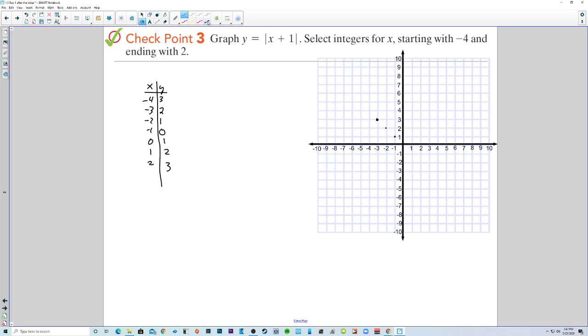I'm off by 1. Yep, let's try that one more time. -4 is 3. There we go. -3 is 2. -2 is 1. -1 is 0. 0 is 1. So we're going back up. 1 is 2, and 2 is 3 right there. All right. So there we have it. That should be nice and straight.